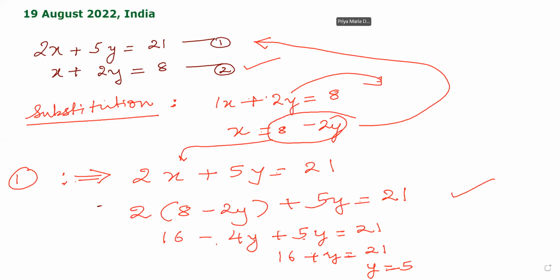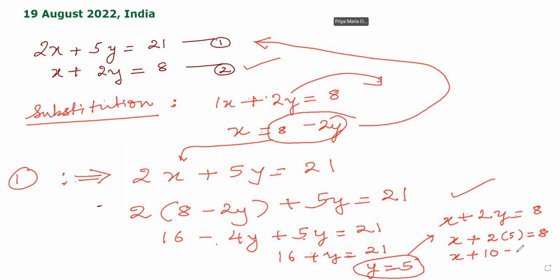I don't stop at this, because now I need to know x. I can use this value of y in either equation 1 or 2. Let me go with the equation which has smaller coefficients, so it becomes easy for me to calculate. Equation 2 says x plus 2y is equal to 8. Let me put y is 5 there. So x plus 2 into 5 is equal to 8. That gives me x plus 10 is 8, right? So x is 8 minus 10, which is minus 2.